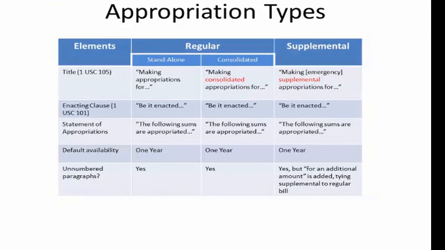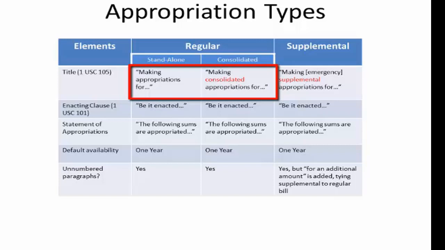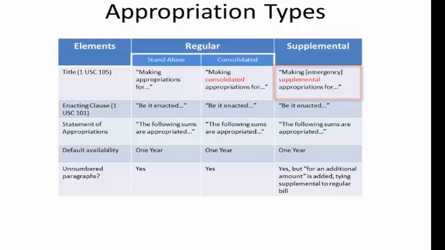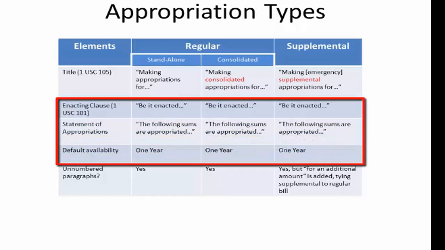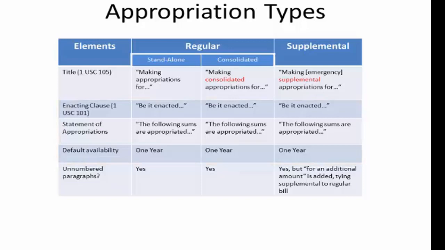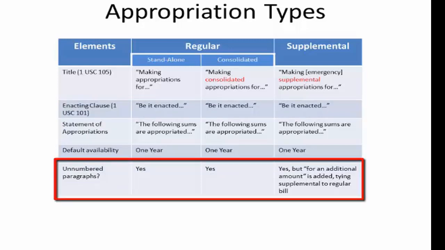This slide sums up critical elements of appropriation language for regular and supplemental appropriations. Notice the slight wording differences between the standalone and consolidated regular appropriations language and the supplemental. The enacting clause, statement of appropriations, and default availability are identical in all three cases. All three have unnumbered paragraphs. But the supplemental uses for an additional amount to clarify the supplemental funds are in addition to regular amounts appropriated and thereby have to follow the same requirements.